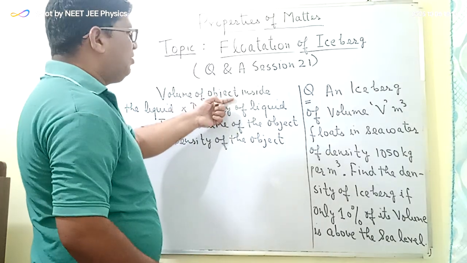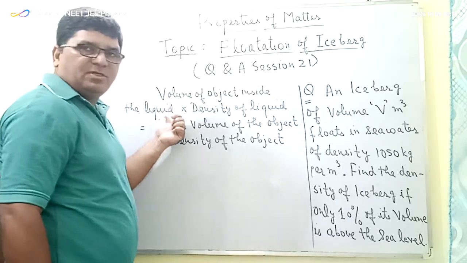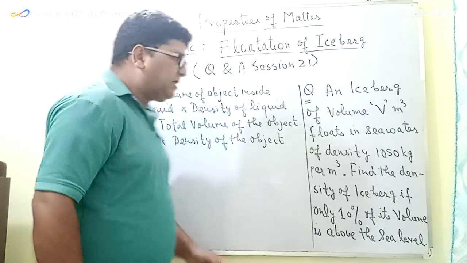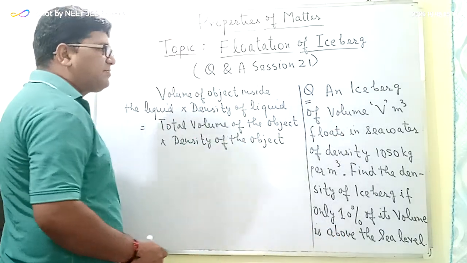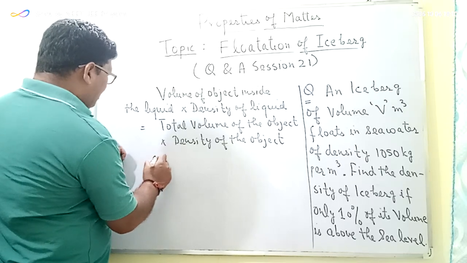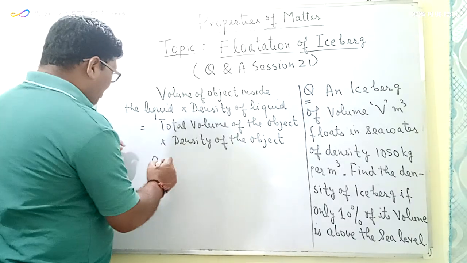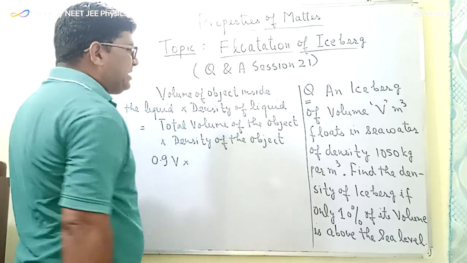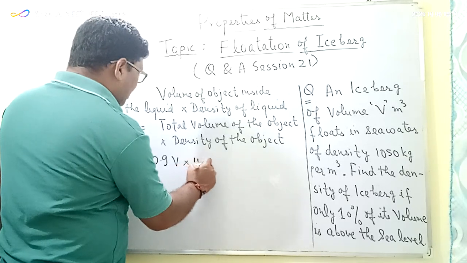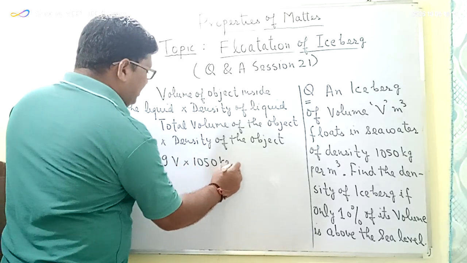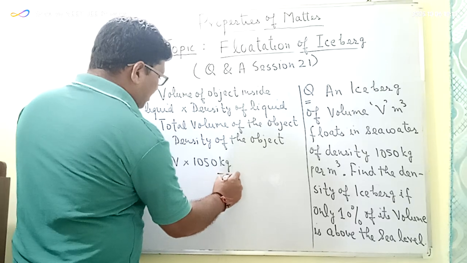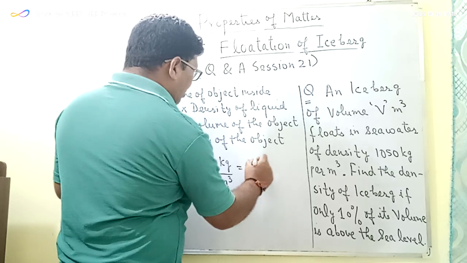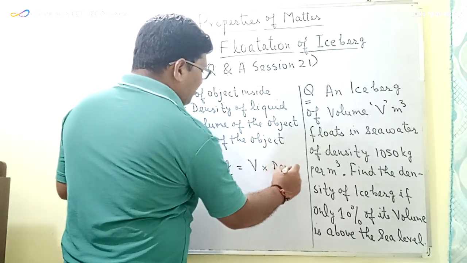Here the object is the iceberg, and the liquid is the seawater. The volume of the iceberg which is inside the seawater is 90% of V, because the total volume of the iceberg is V. So 0.9 V multiplied by the density of the liquid, which here is the density of the seawater, 1050 kg per cubic meter, is equal to the total volume of the iceberg, V, multiplied by the density of the iceberg.